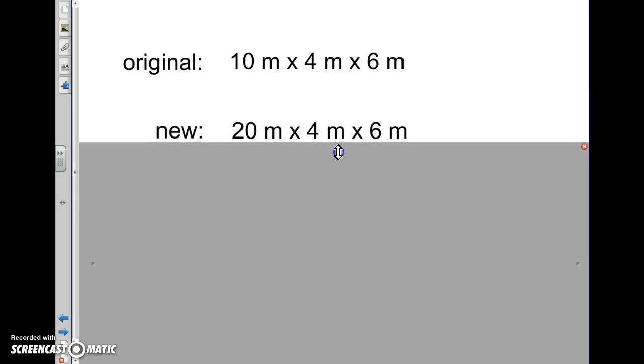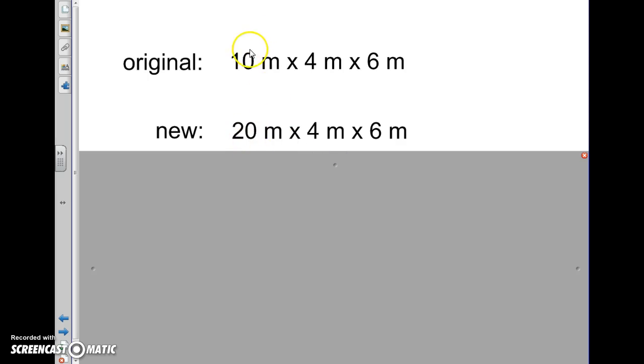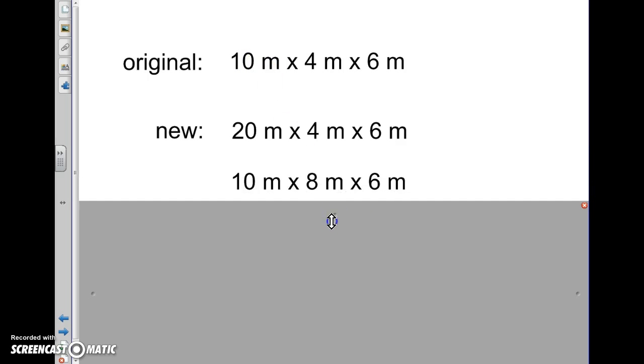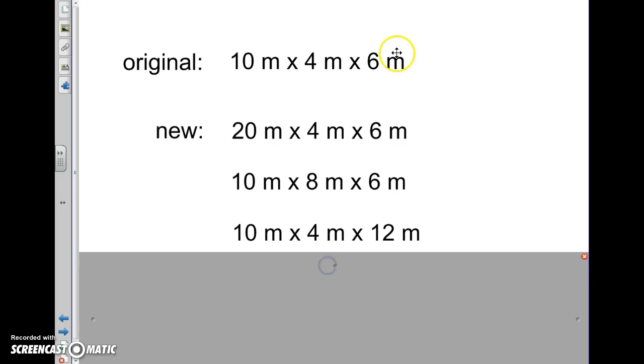So, for example, if we doubled this dimension, kept the other two the same, we could have 20 meters by 4 meters by 6 meters. If we kept the 10 meters the same, and kept the 6 meters the same, but doubled the 4, then it would be 10 by 8 by 6. If we kept the 10 and the 4 the same, but doubled just this one dimension of the 6, we would have 10 by 4 by 12.